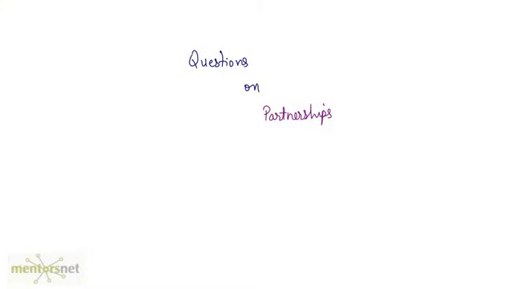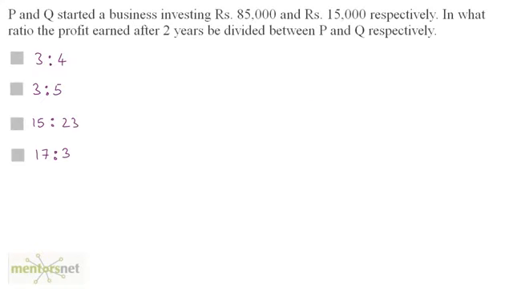Now it's time to solve some questions on partnerships. And there is our first question. P and Q started a business investing 85,000 rupees and 15,000 rupees respectively. In what ratio should the profit earned after 2 years be divided between P and Q respectively?